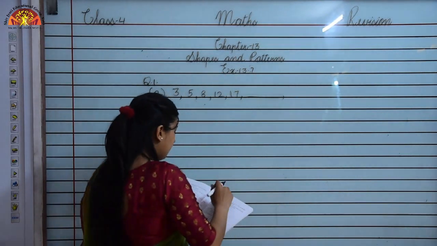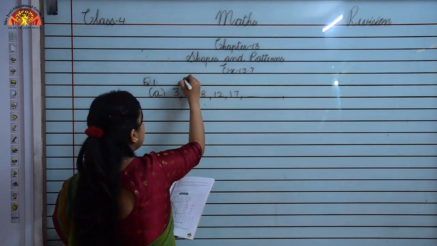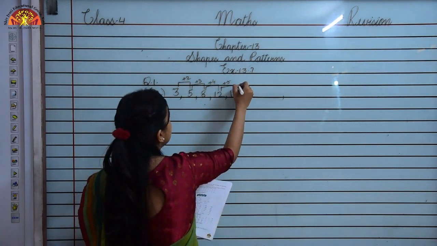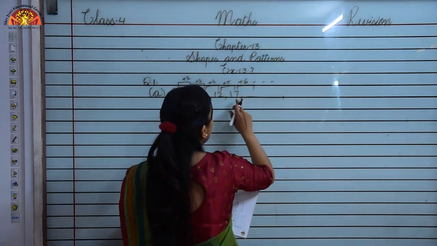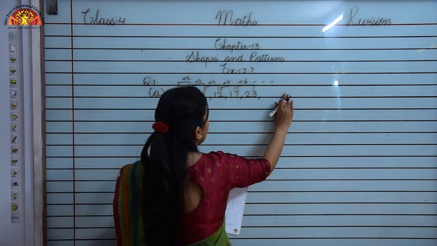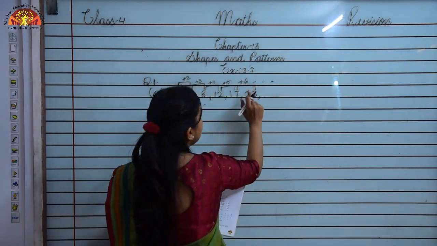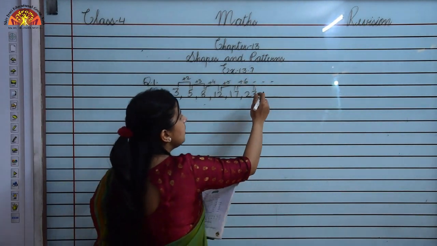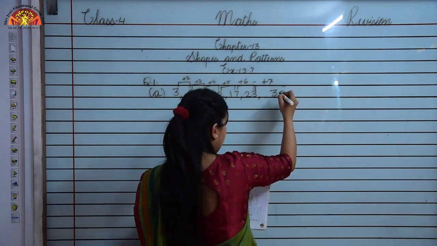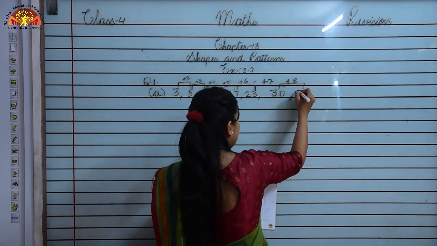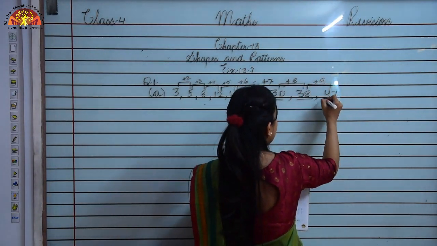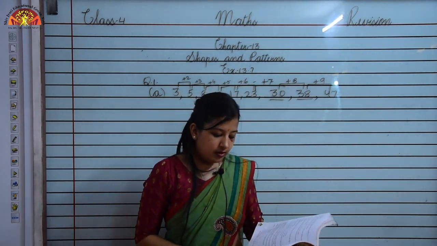Students, here the rule in this pattern is to add 2, 3, 4, 5, 6 and so on. Fine. So now I am going to add 6 here. So 17 plus 6 equals 23, 23 plus 7 equals 30. Now 30 plus 8 equals 38. Now 38 plus 9 equals 47. Fine. So in this way we will do rest of the question.